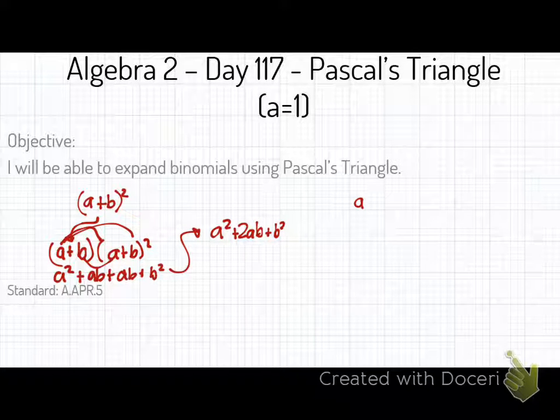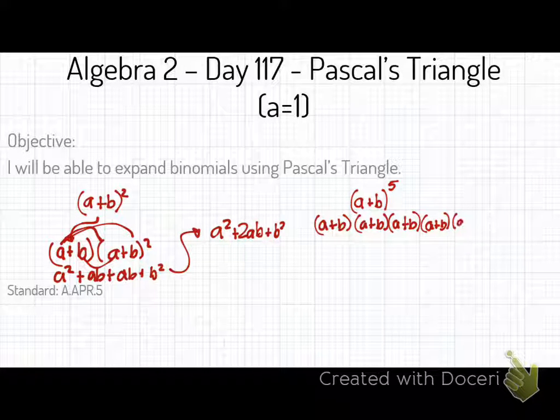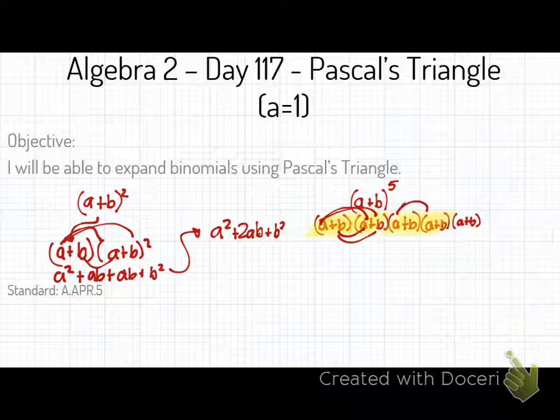What happens if there's a problem like this now? When we have a problem like this, a plus b to the 5th power, isn't this the same thing as doing all of this work? A plus b times a plus b times a plus b times a plus b times a plus b. And when I have to FOIL these two together, and then FOIL these two together, and then multiply it all out, right? Doesn't that add a lot of work? So Pascal's triangle helps us to do this more quickly.